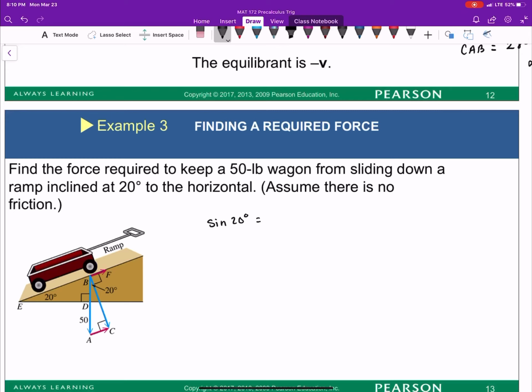We have the sine of 20 degrees is equal to what? So we've got to use our old skills of what? Opposite over hypotenuse. So it'd be the magnitude of AC over 50. So now, to keep this, you've got to remember that previous knowledge that I showed you.